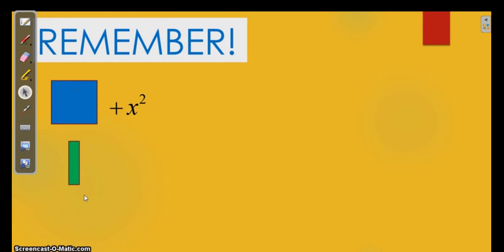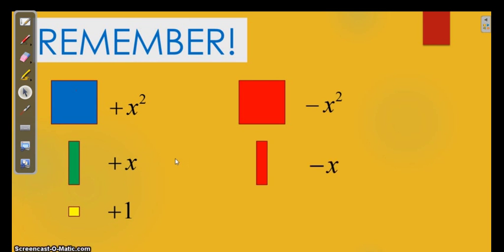And the small yellow square represents positive 1. When we turn them over to its red side, it represents its negative component. Negative x squared for the large red square, the long red bar negative x, and the small red square is negative 1. When we do not have color tiles to use, we can still demonstrate using algebra tiles. We simply shade when we're referring to positive numbers and leave the box unshaded when looking at negative numbers.